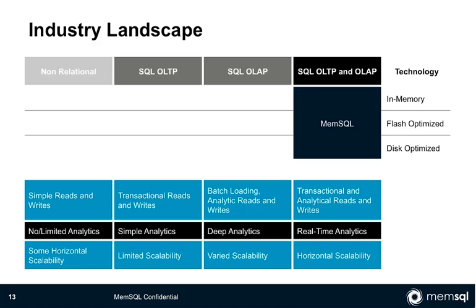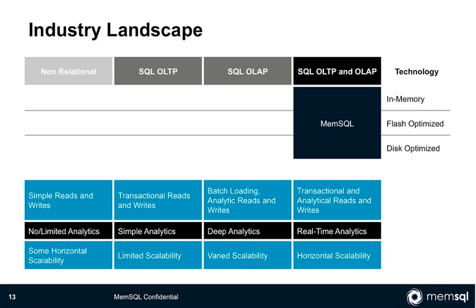The next two categories represent traditional categories of SQL transactional and SQL analytical products. And again, each of those will provide benefits for either transactional capability or analytics capability, but not both. It's only in the final column that we're able to combine the transactions and the analytics together for a combined solution to get our customers to real-time analytics and horizontal scalability.